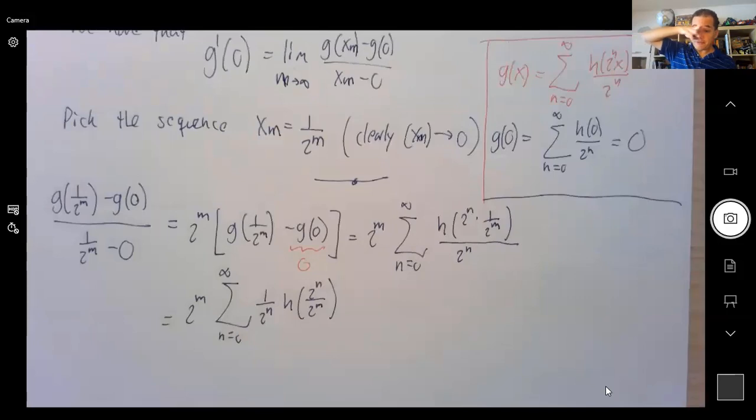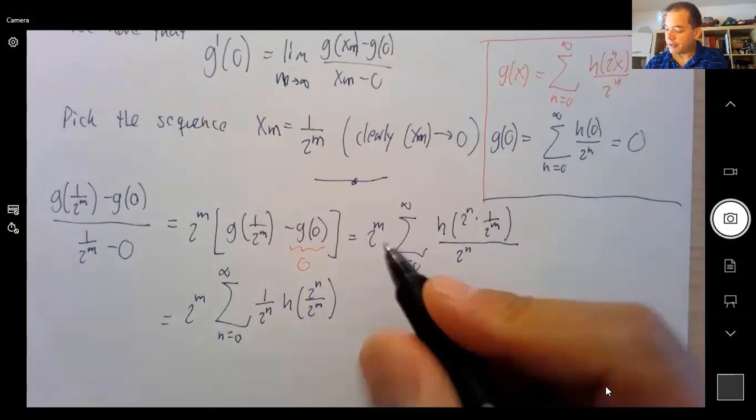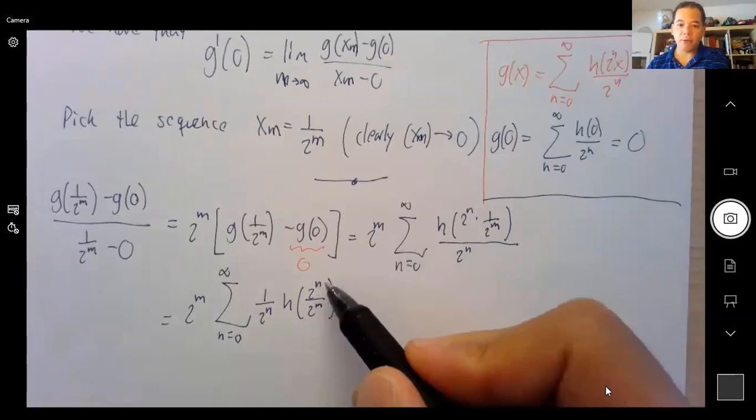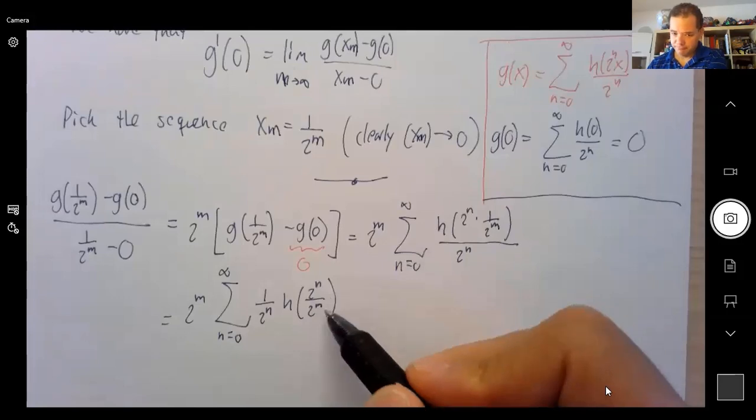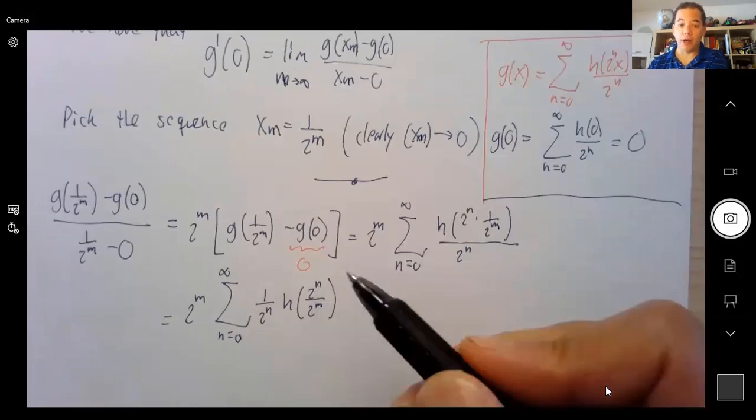I want to break this sum in two parts: the first few terms and then the rest. And you may be wondering why. Well, here's the reason. If your n is really big, for example when n is already m, if they're equal, then this would be 1. And I know h of 1 is 1.